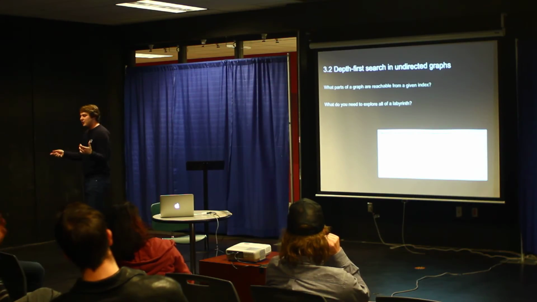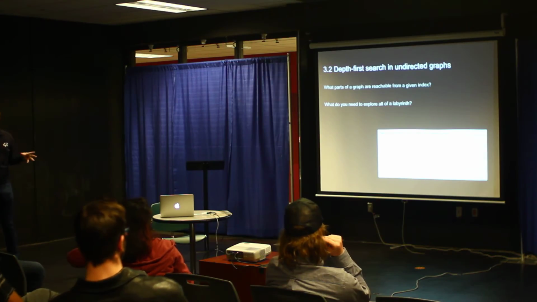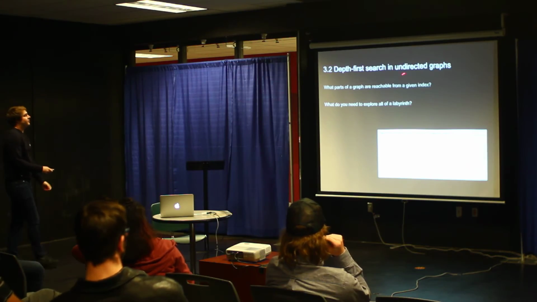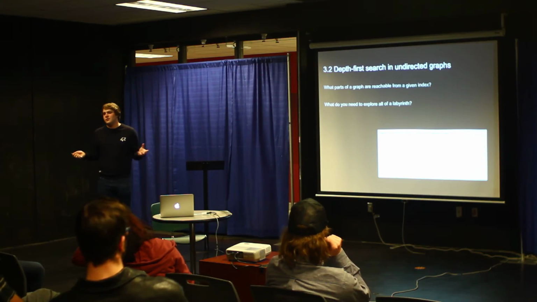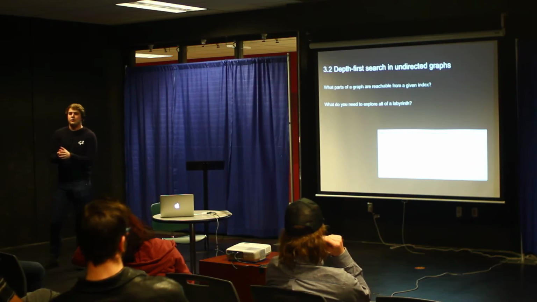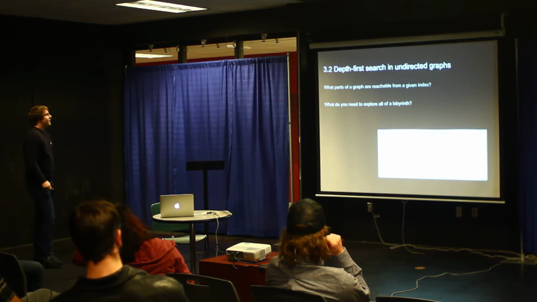So when we're thinking about a graph, we have a couple questions that we can ask when we're thinking about its properties. So for example, which parts of a graph can you get from a given index? If you start at index A, and you just have the memory address of index A, how do you know how much of the graph you can get to overall?